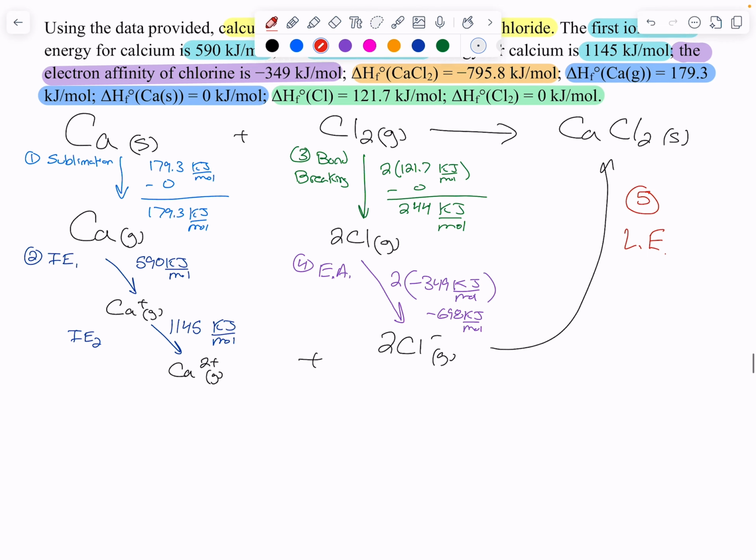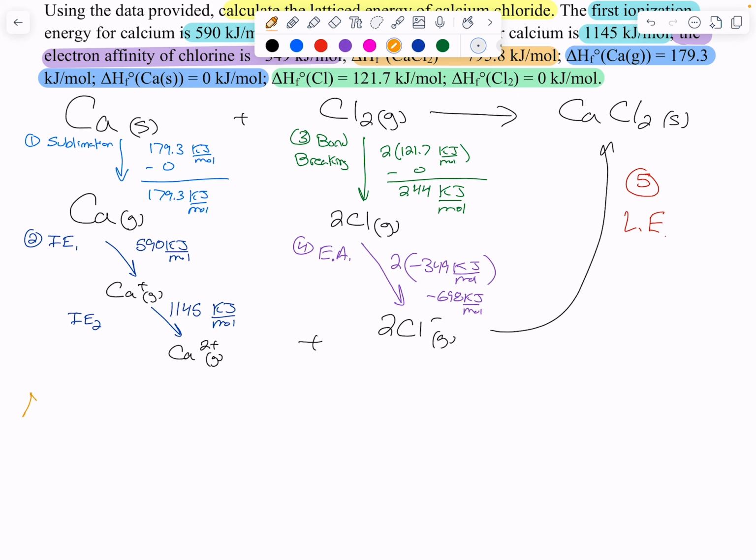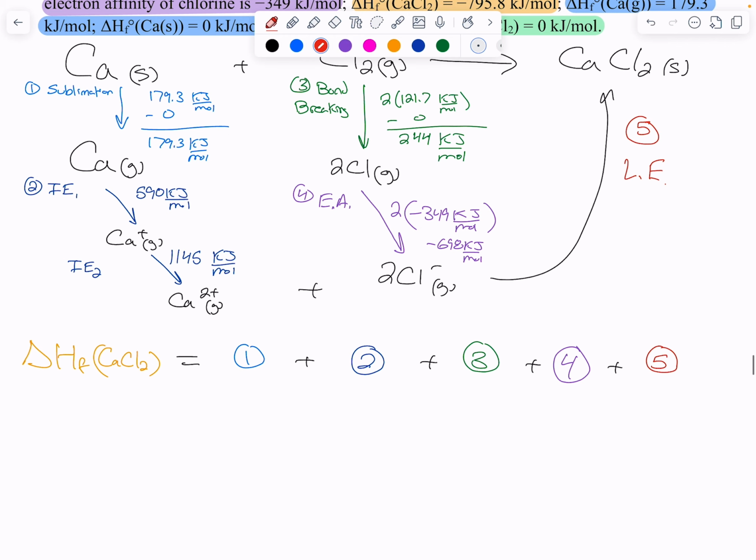So now let's do the math. Delta H f for CaCl2 is going to equal steps 1, 2, 3, 4, and 5. Step 1, sublimation. Step 2, the ionization energies. Step 3, the bond breaking. Step 4, the electron affinities. And step 5, lattice energy. I'll write all that out. So we have the enthalpy of formation, we have sublimation of calcium, we have ionization energies.